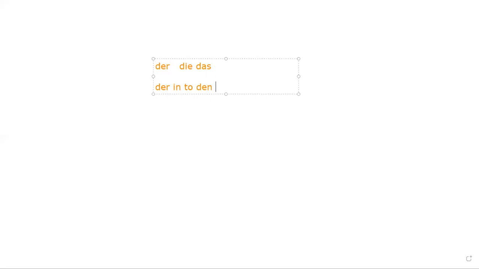Now, for example, sometimes we change der into den, and ein, meaning a, we change into einen. Is it clear? But when? Sometimes the masculine der we change into den, and the masculine ein we change into einen. But when? If the case is accusative.